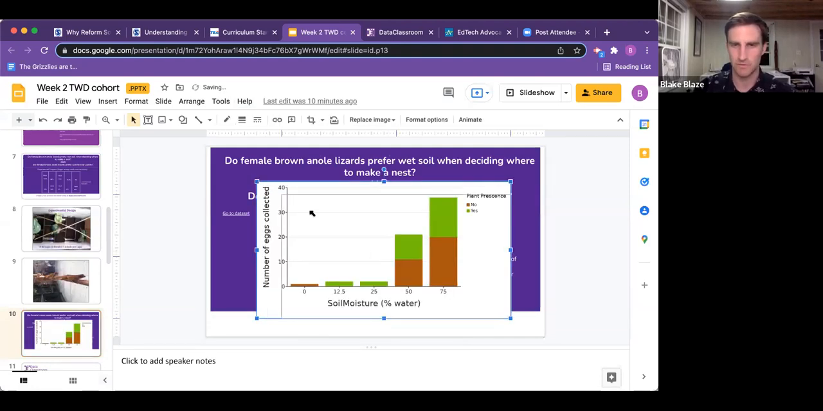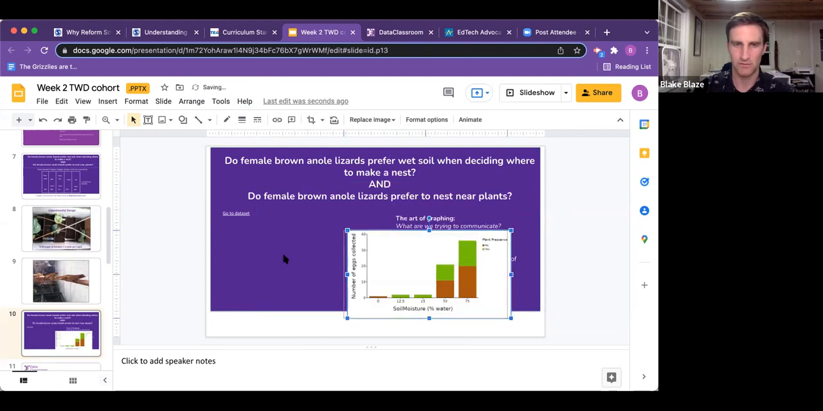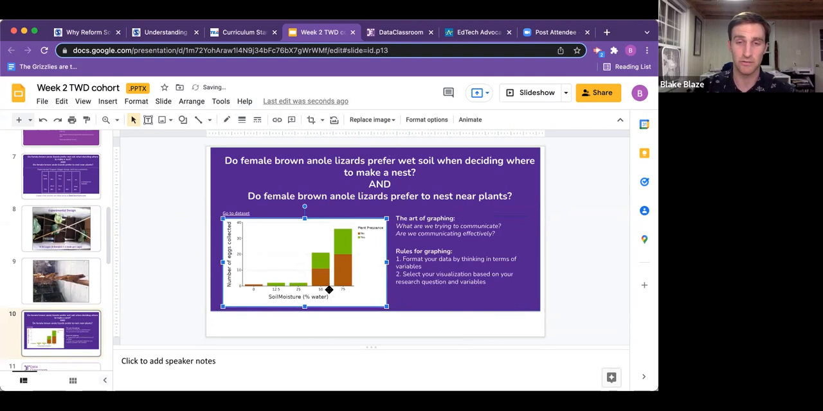Look at that. Just like that, we have an effective graph that showcases not only is there very clearly a presence for soil with higher moisture, but also that the female brown and old lizards didn't seem to care whether there's a plant or not.